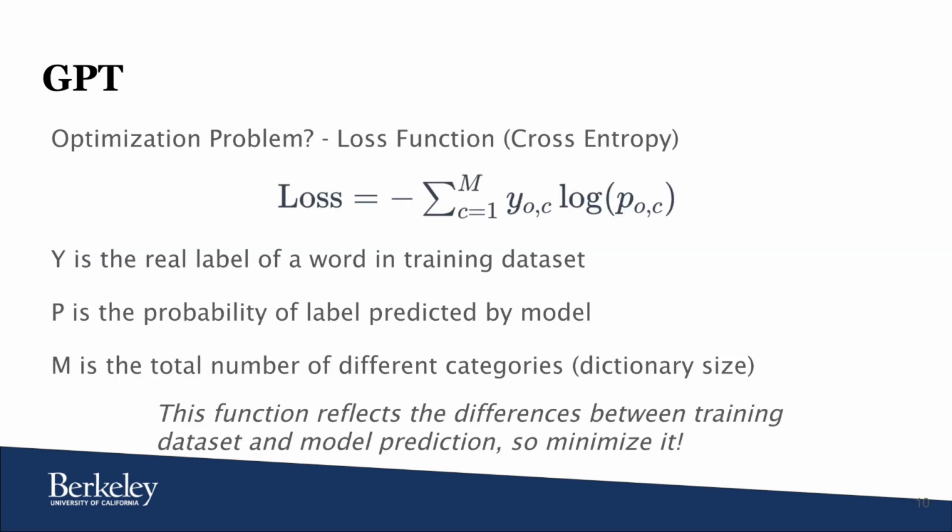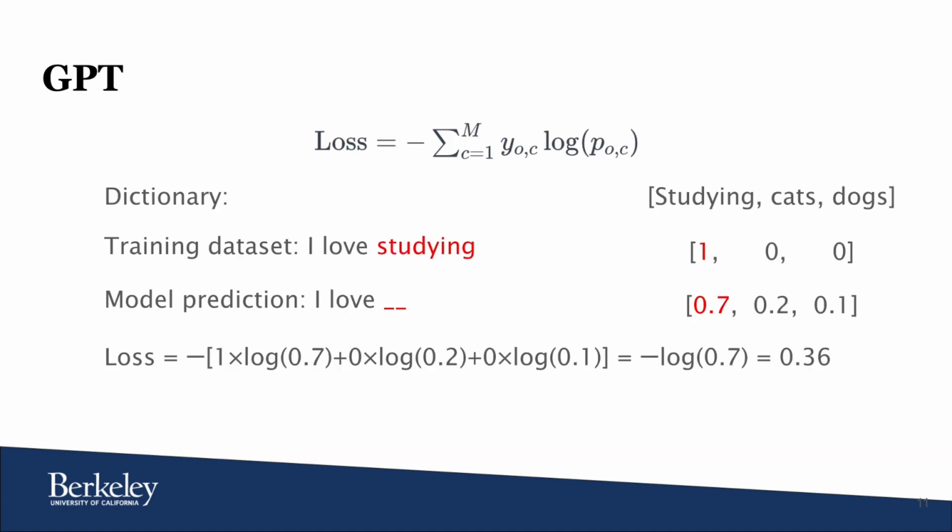So, what is the optimization problem in GPT structure? It is cross-entropy loss function. Here, Y is the real label of a word in training data set, and P is the probability of a label predicted by the model, and M is the total number of different categories. Here is the dictionary size, and this function reflects differences between training data and the model prediction, so we have to minimize it. Here is an example of how it works.